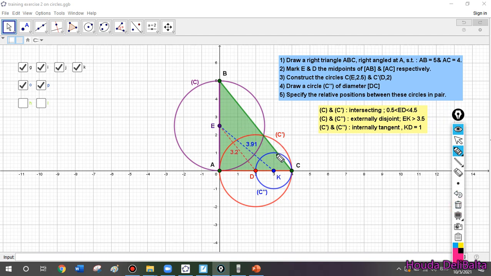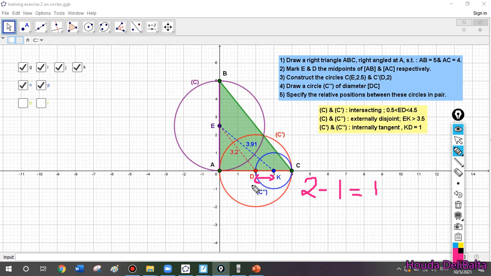Now, according to C prime and C double prime, so according to the red and the blue circles, I can notice that they are internally tangent. The radius for the bigger one is 2. The radius for the smaller one is 1. If I subtract them, my answer is 1. And that's exactly the distance between the centers. So they are internally tangent circles.